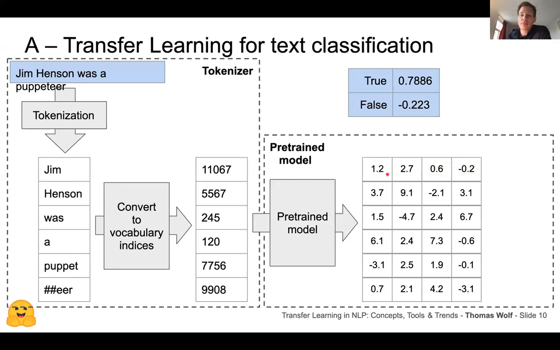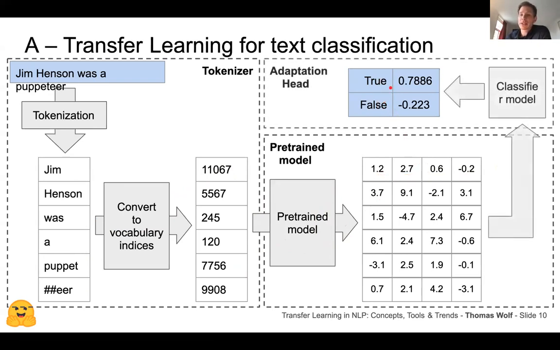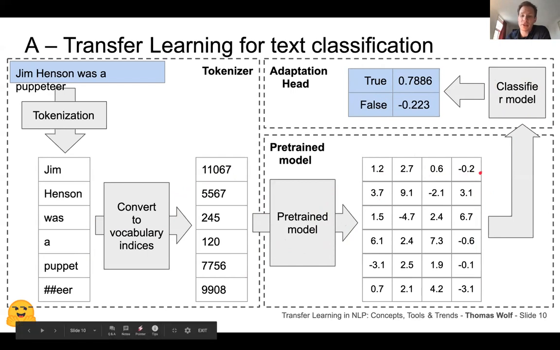And now we want to project this into two classes. So we will have a classifier model, which is just, for instance, a linear classifier. Here, what we can do is pool all these vectors together, like the average or the max pooling, for instance. Then we have a single vector, and we just have a linear layer which projects from the dimension of the hidden states down to the number of classes we have.